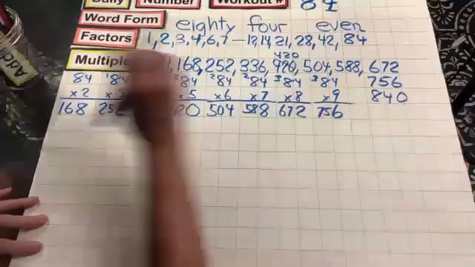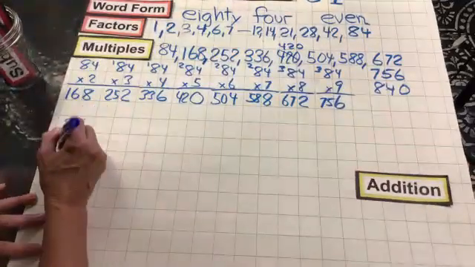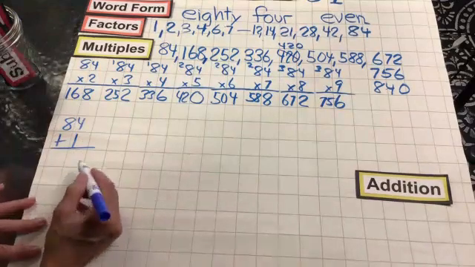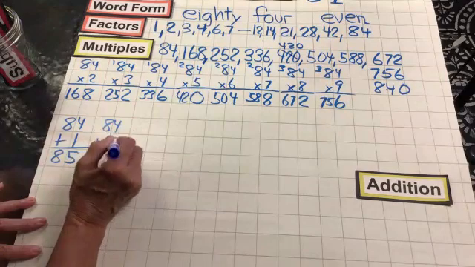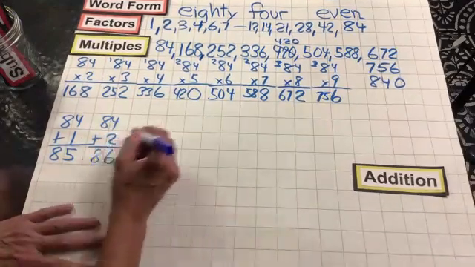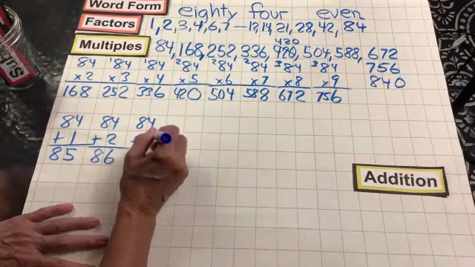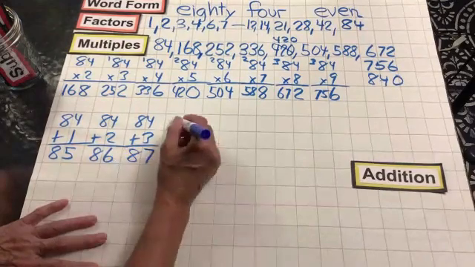So here we go. Let's go for our addition. So we have 84 plus 1. 4 plus 1 is 5. 8 plus nothing is 8. 84 plus 2. 4 plus 2 is 6. 8 plus nothing is 8. 84 plus 3. 4 plus 3 is 7. 8 plus nothing is 8.